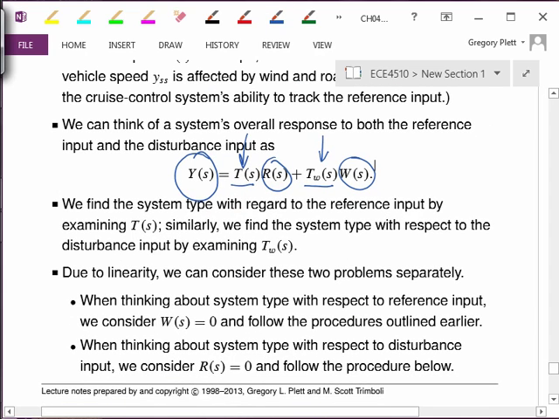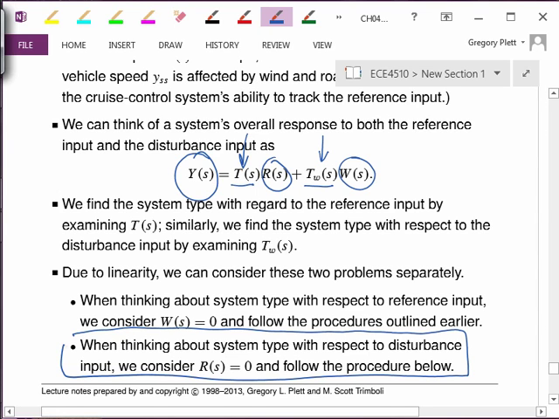Due to linearity, though, we can evaluate these two problems separately, and that's nice. What we've done so far is ignore W. Basically, we've imagined W to be 0 and looked at what would happen with different inputs R. Now we are going to do the opposite and imagine that R is 0 and look at different disturbance inputs W. So when thinking about system type with respect to disturbance, we consider the reference input to be 0 and then follow the procedures on the next page.